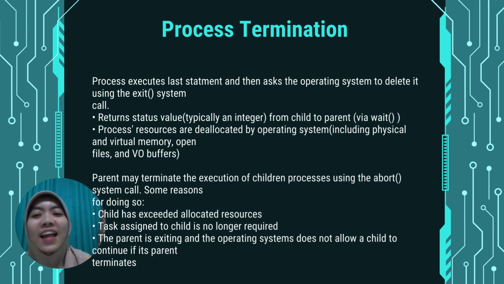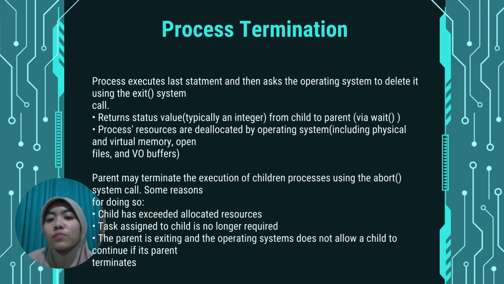First is normal termination. A process is terminated when it reaches its last statement and completes its execution. The operating system is notified of the completion through a system call, typically called exit. Upon termination, the process may return a status value, typically indicating its completion status to its parent process. Resources allocated to this process, such as memory and open files, are released by the operating system.